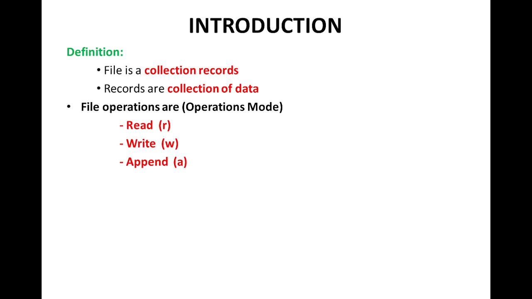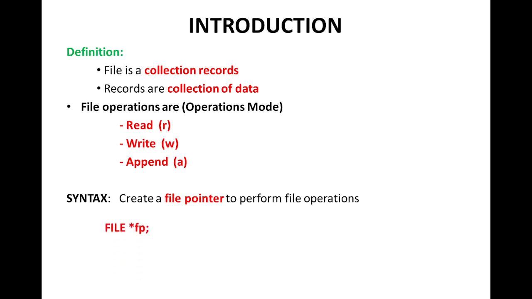These are the different operation modes that have to be given during the file opening process in our C programming language. Here you can find the syntax of creating a file. We have to use a file pointer, which helps to open the file and perform the different kinds of file operations we listed earlier. Here, the syntax for creating the file is given as FILE star fp. FILE is the label that has to be used, and it should be in capital letters only: F-I-L-E.